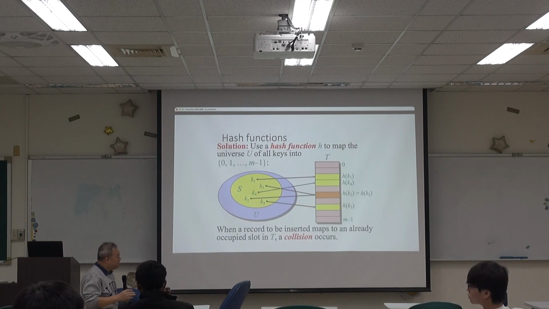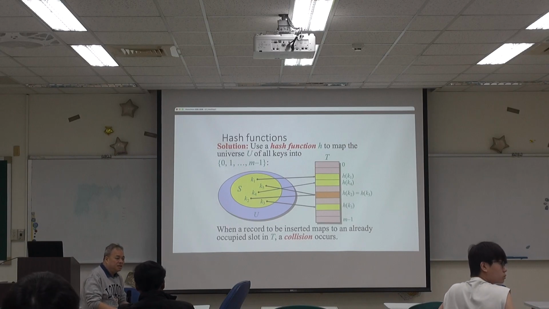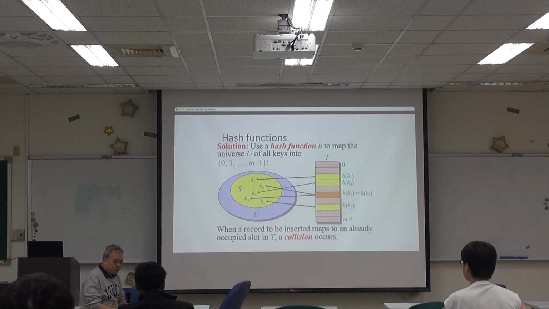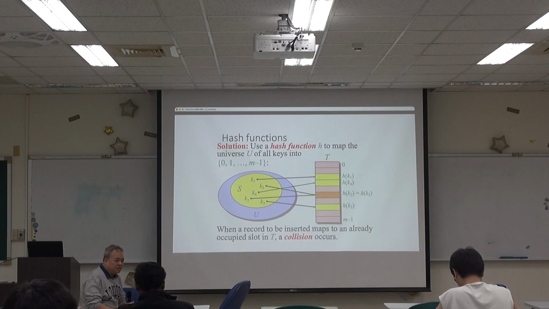Basically, in this hash approach, there are two central factors to consider. The first one is the hash function. How to select a hash function? You want to have a good hash function so that collisions do not happen so often.